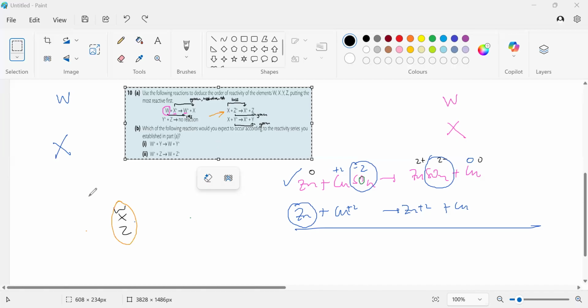Keep a gap. Just keep a gap. Please keep a gap. You have to fit in others, right? These questions will be coming like this. You have to keep gaps.